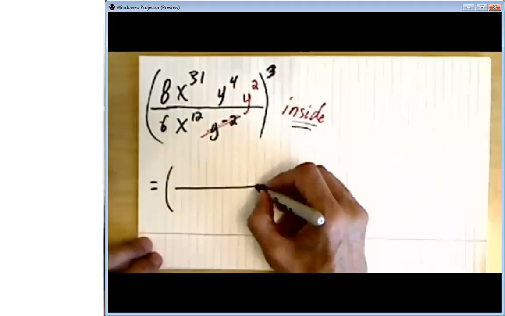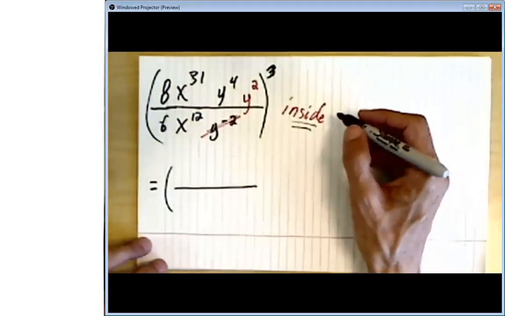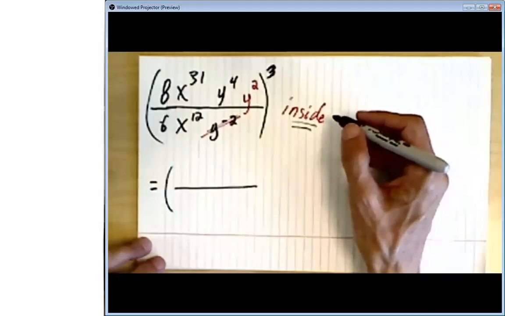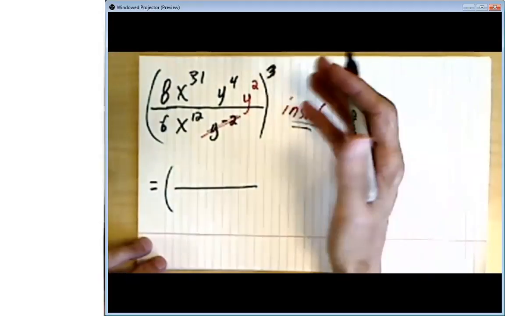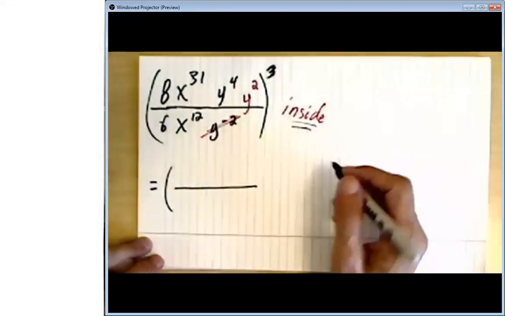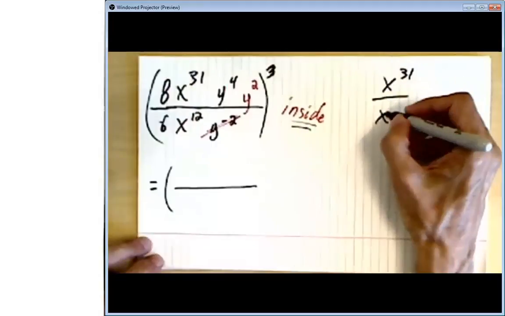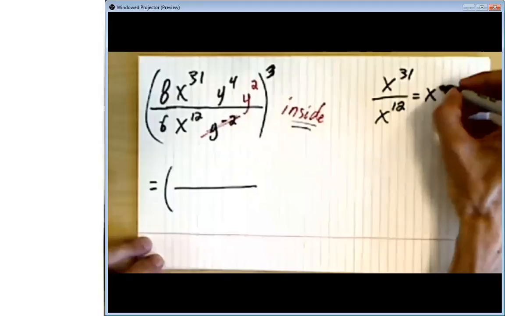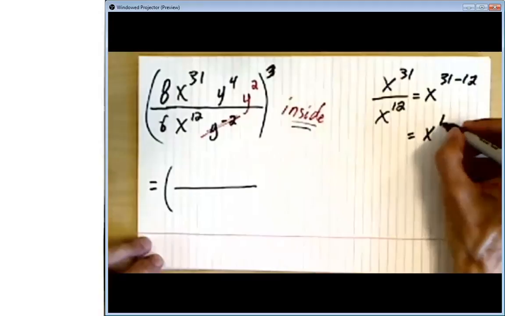So we have 31 on the top, 12 along the bottom. What are we left with? Guaranteed it's not a guess. You shouldn't guess, but there's only one answer. This looks pretty busy. You can always do it off to the side, and your brain will feel a little bit better. All right, x to the 19.